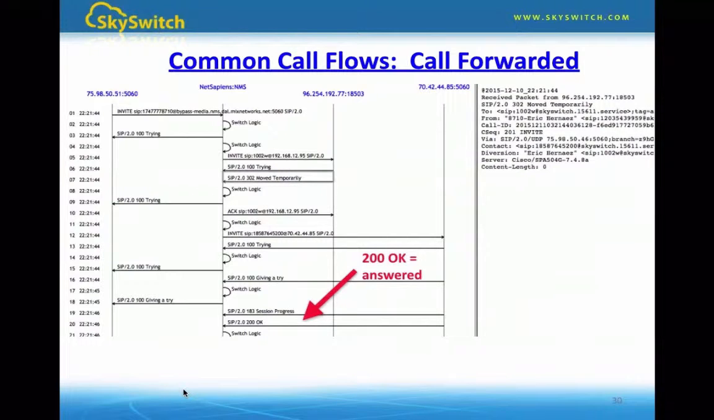First, if you look at the two vertical lines on either end of this flow, on the left-hand side you see 75.98.50.51. This is our ingress proxy. So any calls from a DID coming to the PBX will come from this IP address. On the right-hand side, 78.42.44.85 is our egress proxy. So all the calls going from the PBX to the PSTN will go to this IP address.